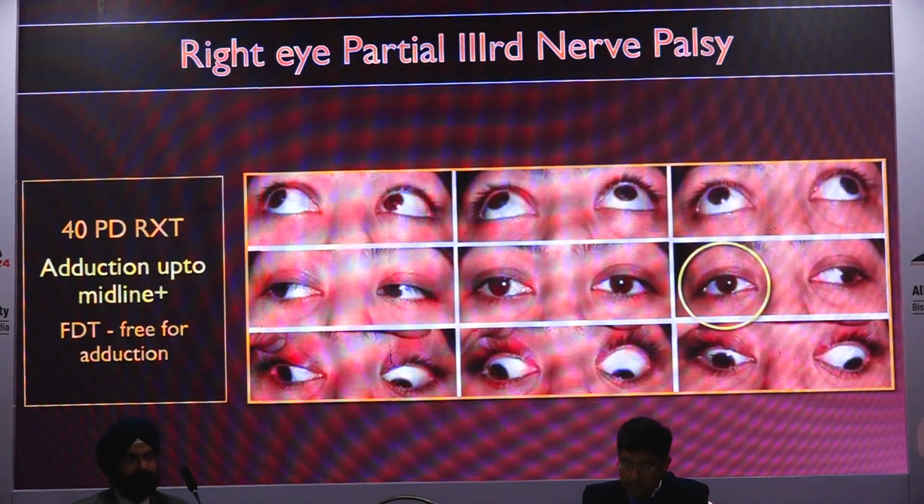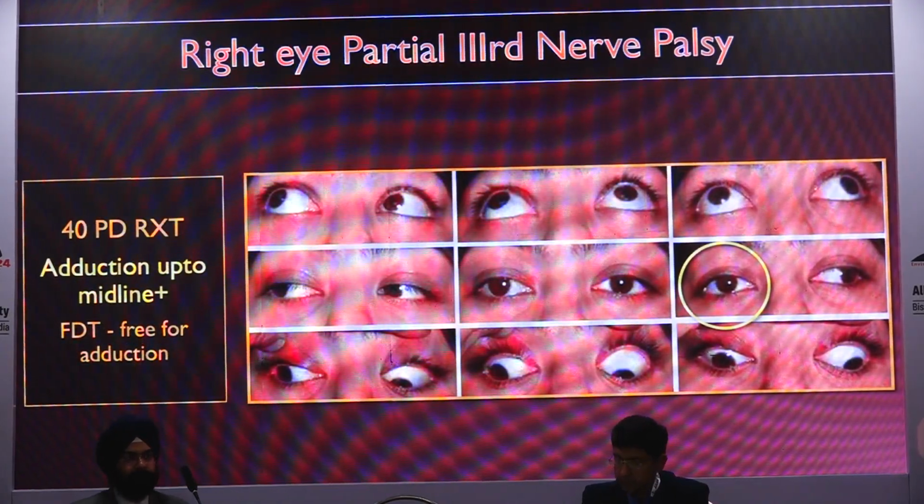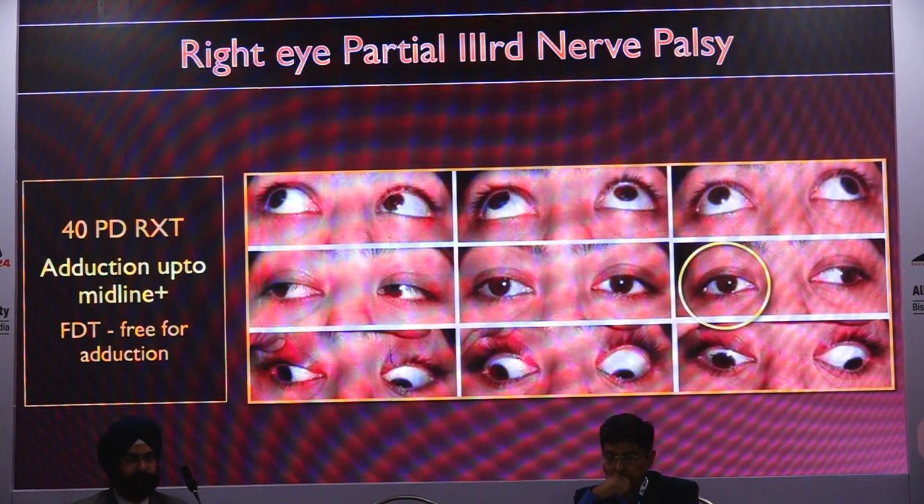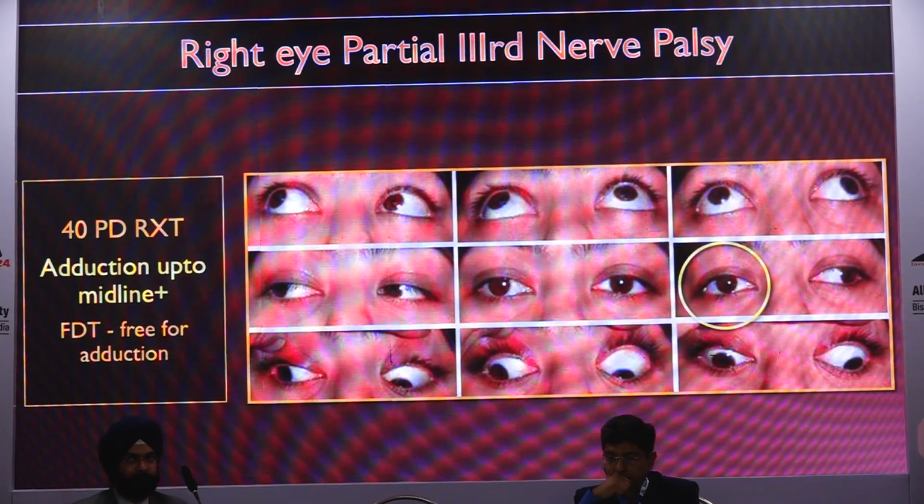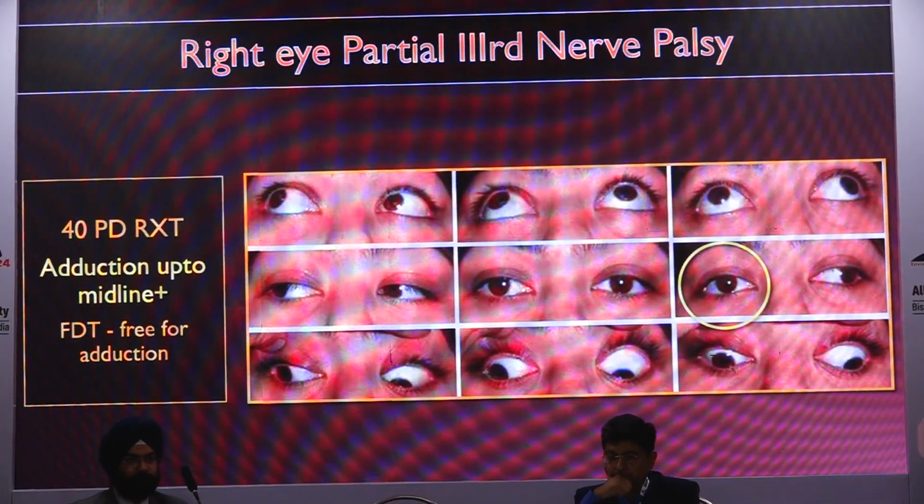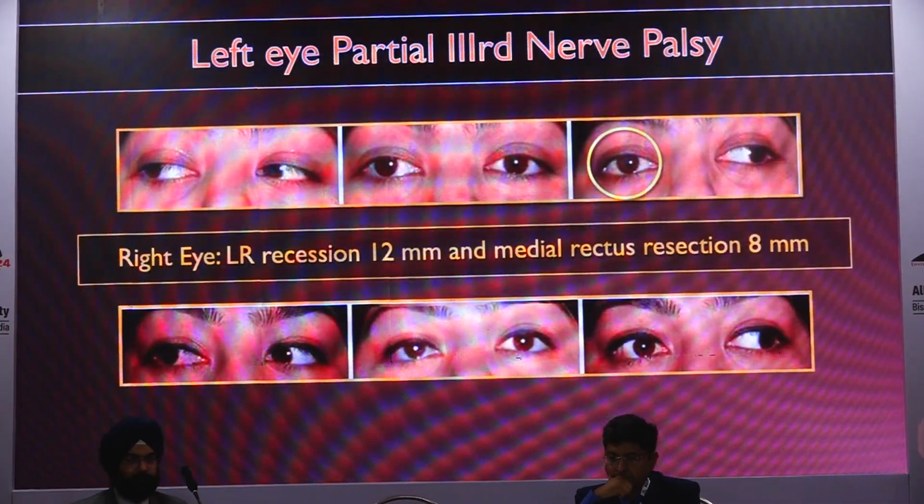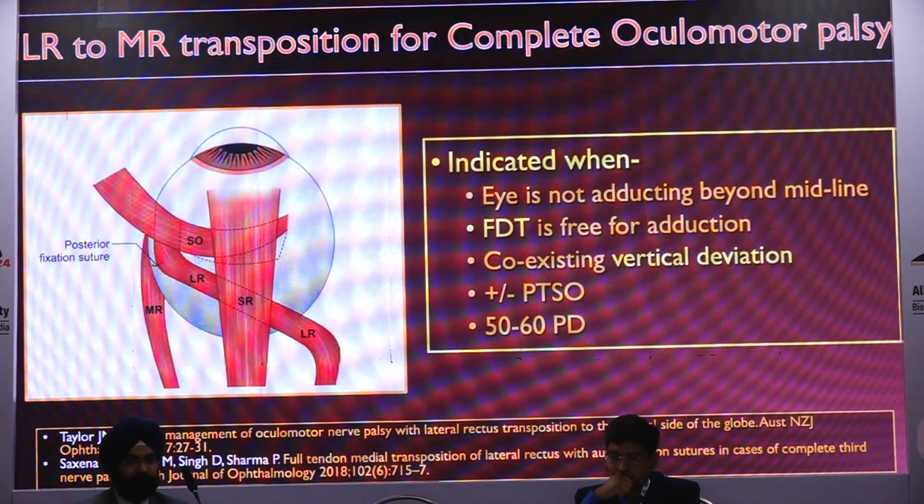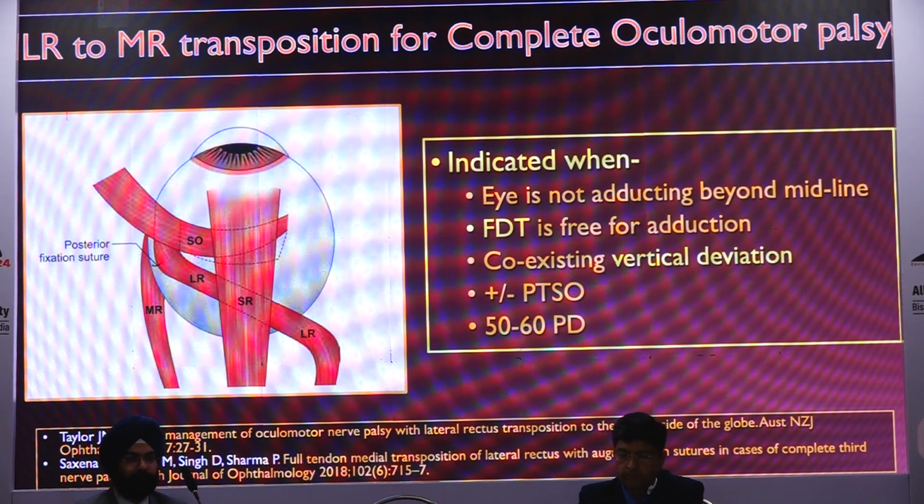So coming to the first case, this is a case of right eye partial third nerve palsy. There is a 40 prism diopters of exotropia in primary position, but the patient is able to adduct the eye up to the midline. So in this case, we can get away with a supramaximal recess resect procedure in the right eye, and we can achieve a good alignment. So what if the patient is not able to adduct the eye up to the midline or beyond the midline?